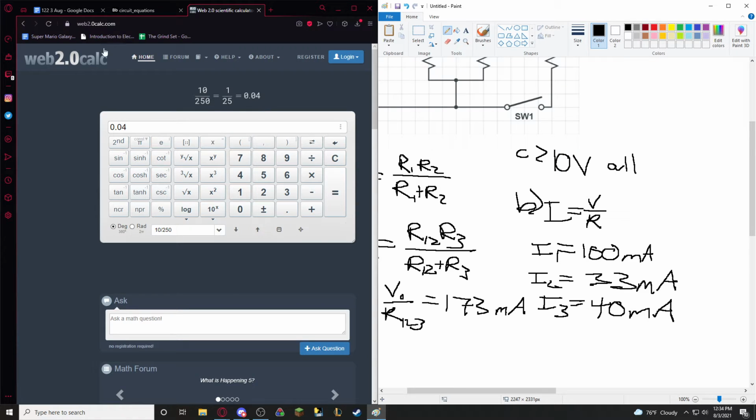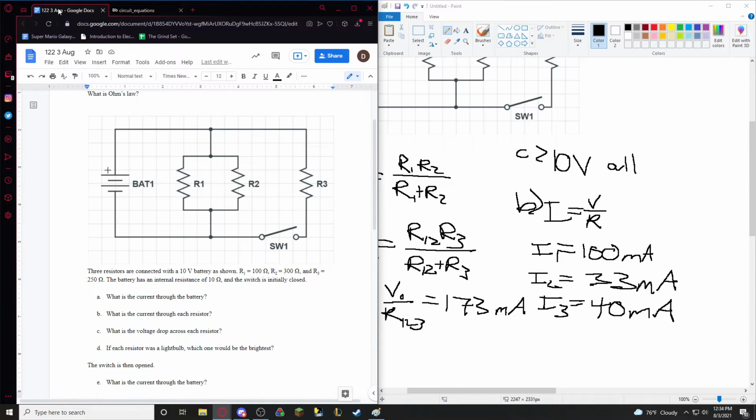So wait, amps to milliamps is like a 100 difference? It's 1,000. So 1, 2, 3. We move the decimal point 3 places. Oh, okay. For these currents, I prefer writing milliamps because it's nicer to write 40 or 100 or 33 rather than 0.04 amps or 0.033 amps. Just personal preference, but you could keep it in SI units.